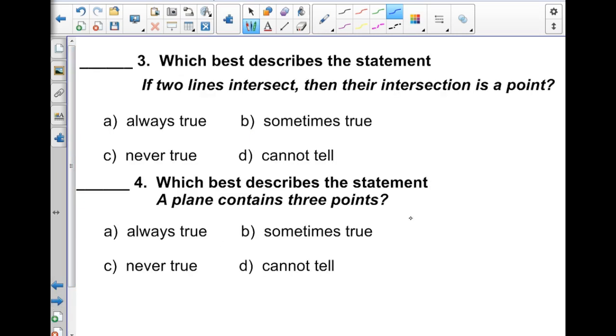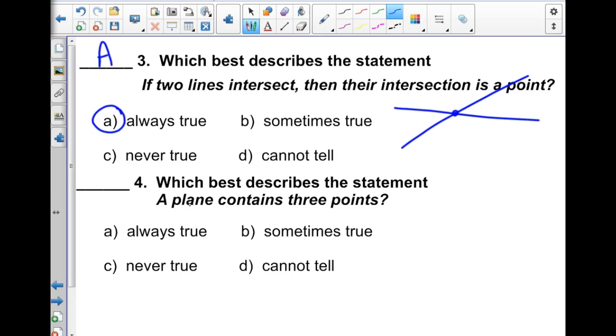Number 3, which best describes the statement? If 2 lines intersect, then their intersection is a point. Well, if 2 lines cross, there's no way they can cross in anything but a point. This is always true.